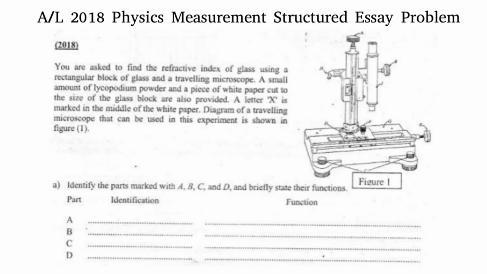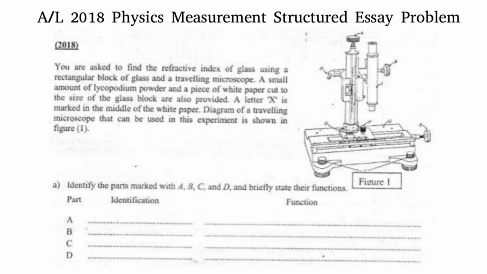Then question number 88, it is a 2018 question. You are asked to find the refractive index of glass using a rectangular block of glass and a traveling microscope. A small amount of water, a small amount of lycopodium powder and a piece of white paper cut to the size of the block are also provided. A letter X is marked in the middle of the white paper.